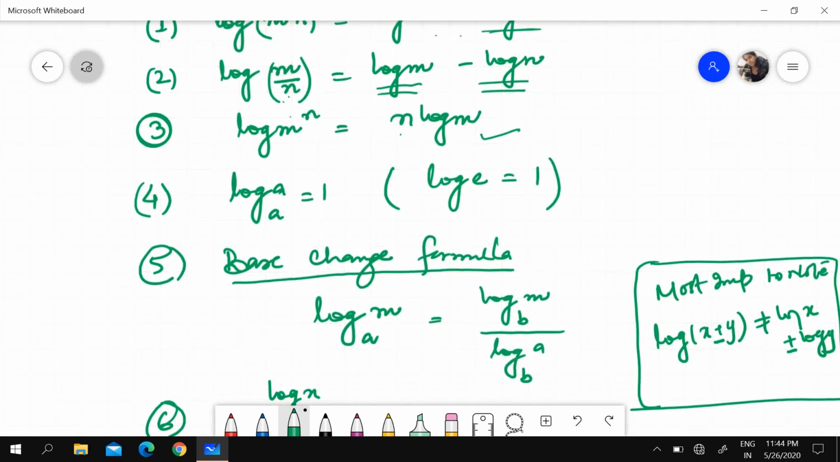Then log of a to the base a is equal to 1. When we are using log of e, that means when we are not mentioning any base, it is natural log, that is to the base e. So log e to the base e is equal to 1. Generally, whenever we have natural log, we don't mention its base. But whenever we are using common log, the base of common log is 10. And otherwise, as given, if it is to the base 2 or so on.